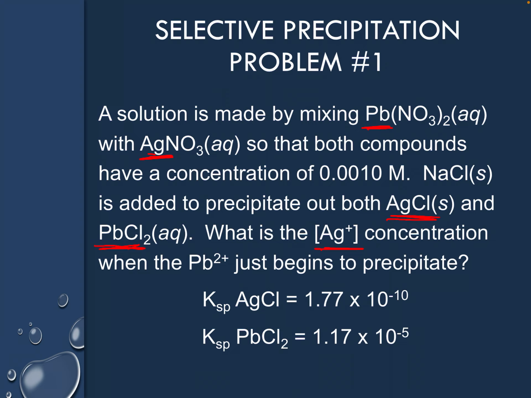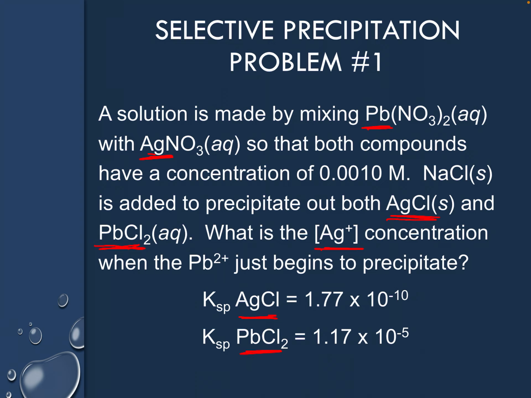If we look at our KSPs, our silver chloride has a smaller KSP, so that would lead us to believe that silver chloride would precipitate first over the lead chloride. We actually can't directly compare these because our silver chloride breaks into 2 pieces and our lead chloride breaks into 3.